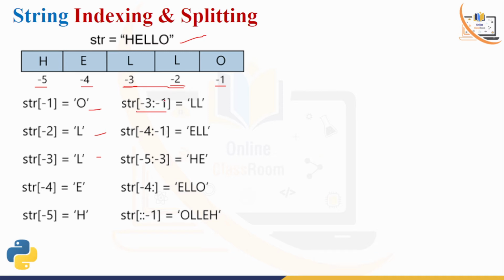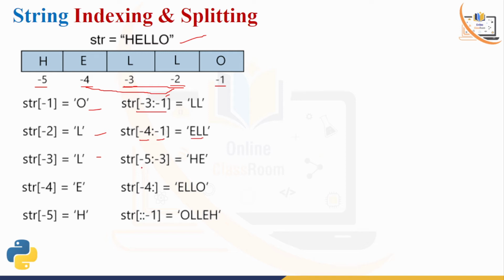It means as there is -1, it will print whatever is before -1, starting with -3. In the same way, there is another example, -4 to -1. So it will print up to -2. It will start with -4 and end at -2, because from the previous value of -1 it is nothing but -2. So that's why it is ELL.